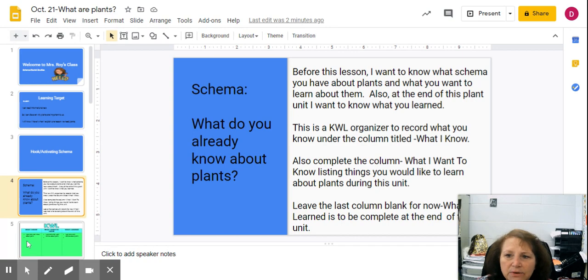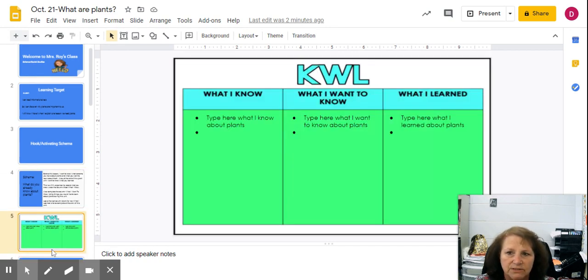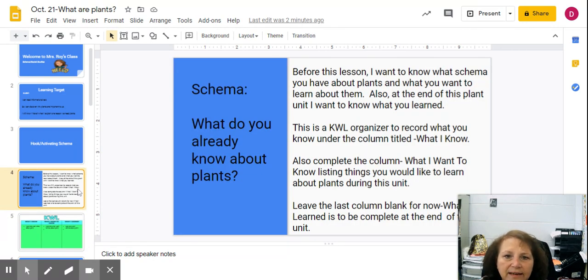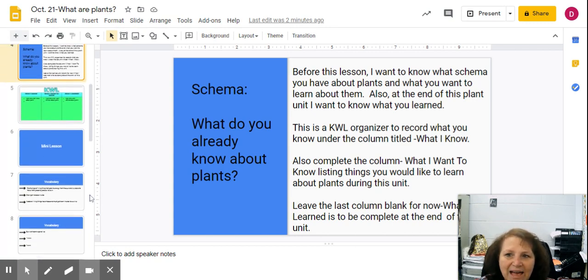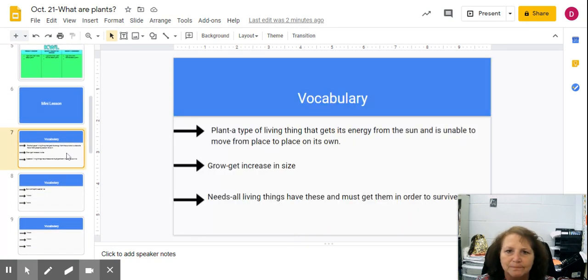This is a KWL graphic organizer. In the first column, you will type in what you already know about plants. In the middle column, type in what you want to know. And today, don't put anything in the column "what I learned." We will look at that at the end of the unit when we figure out all the information we've learned about plants and how much your brain has grown because of this plant unit.